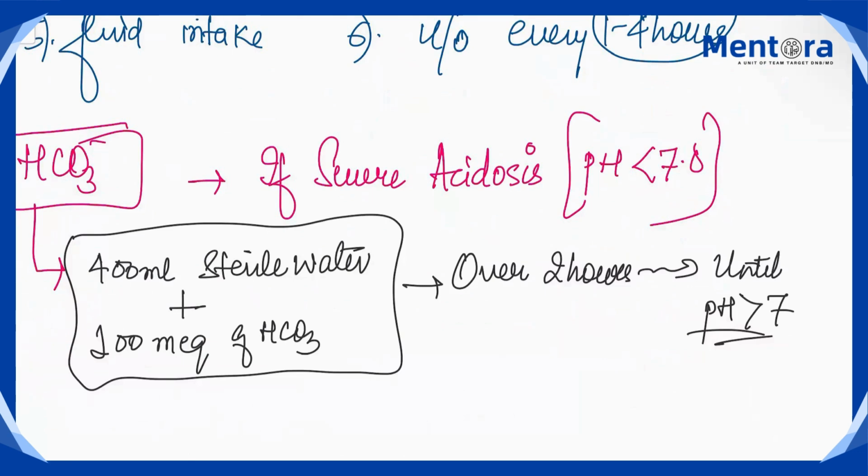You can also give half of this. 200 ml sterile water with 50 milliequivalent of bicarbonate, this is written in Harrison's, and give it over 2 hours until your pH becomes more than 7.